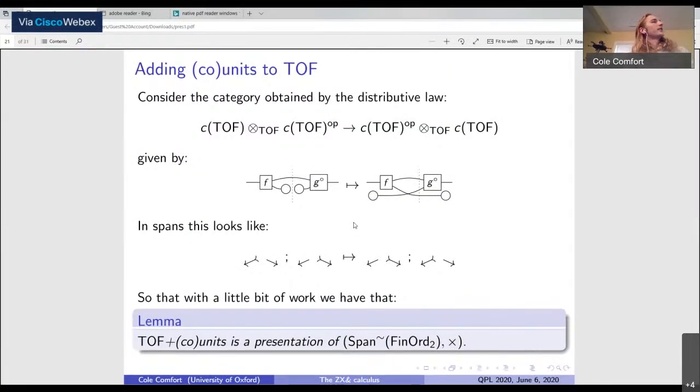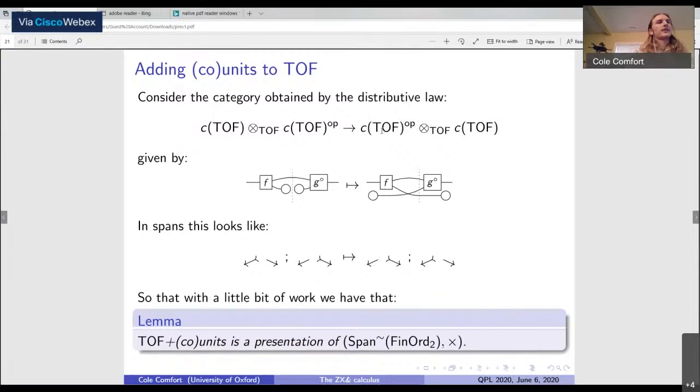So the idea is you add a unit and counit instead of just adding a counit. Of course, if you add a counit, then you get some subcategory of sets and partial maps where the objects have the right cardinality. But how do you also add a unit? The way that I do this is by this distributive law.